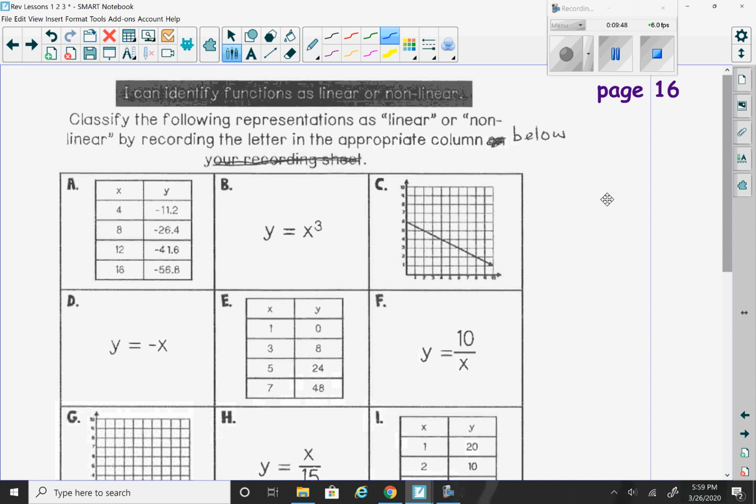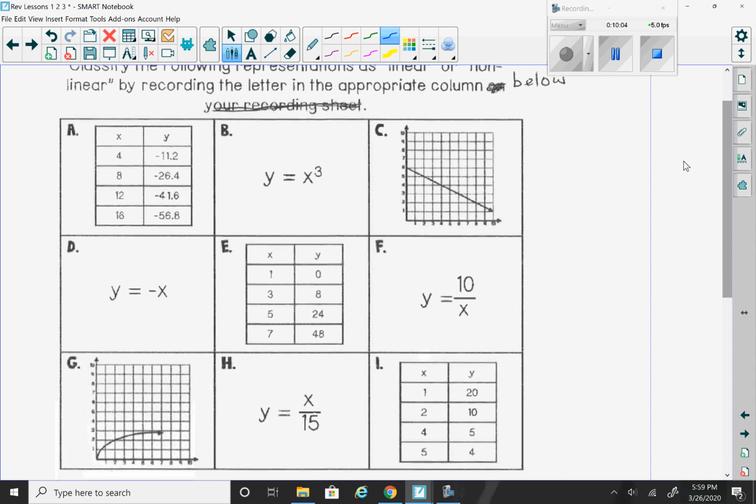So in my packet, yeah, I'm on page 14, not 16. Sorry, guys. So again, look at page 14, and we have some examples here. So what I want you to do is take a few minutes for each one and tell me if it's linear or not linear. You don't even have to explain, just is it linear or not? I'm going to do the first one with you as an example.